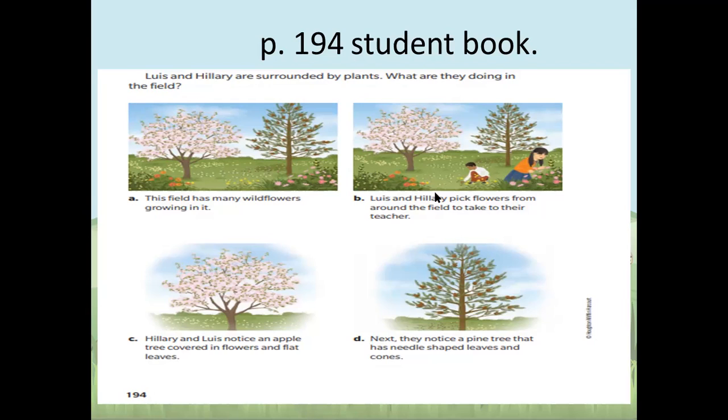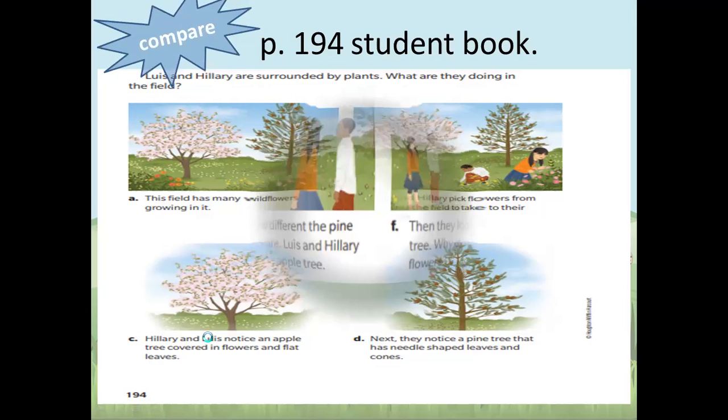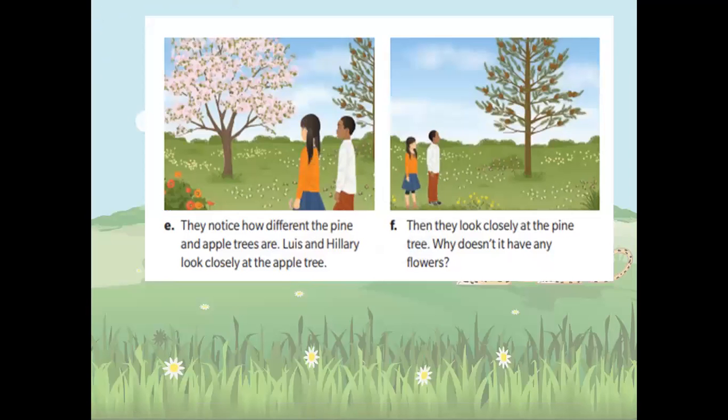This field has many wild flowers growing in it. Lewis and Hillary pick flowers from around the field to take to the teacher. Hillary and Lewis notice an apple tree covered in flowers and flat leaves. Next to it, they notice a pine tree that has needle-shaped leaves and cones without any flowers. Then they notice how different the pine tree and apple tree are.